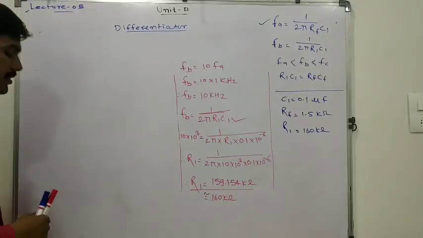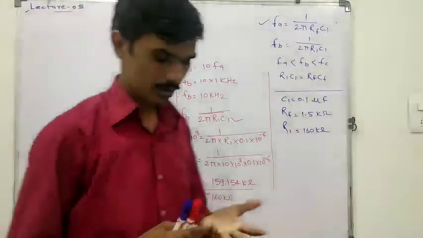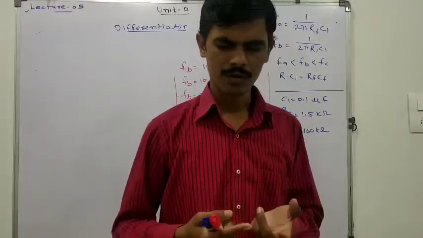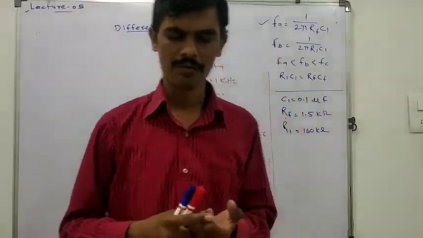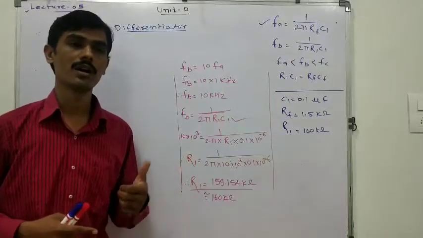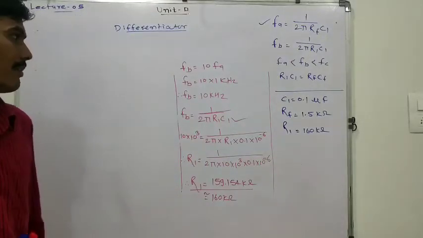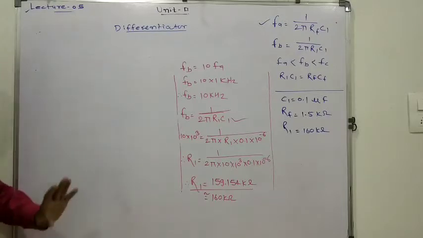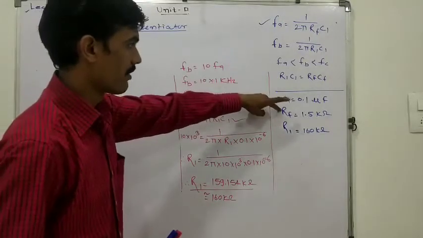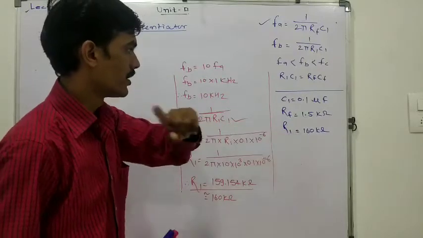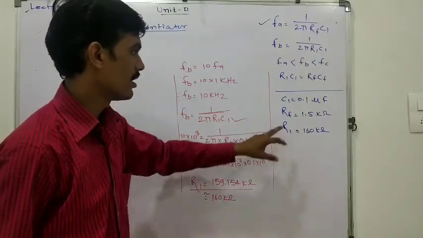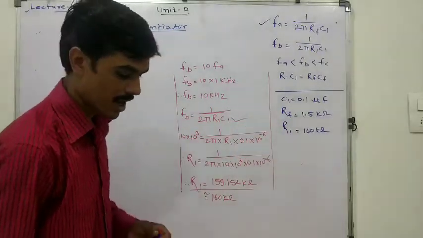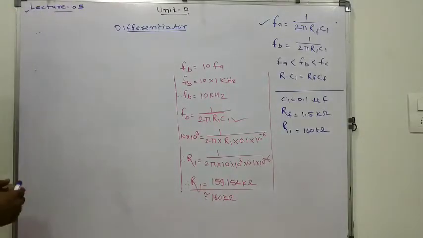Now out of 5 components, C1, R1, then CF and RF, and the last component is the R compensating, which is used to compensate the biasing current. So out of 5 components, we already calculated 3 components, that is C1, RF, and R1. Now there are 2 unknowns: one is the CF, and the second one is the R compensating. So we know the relationship.